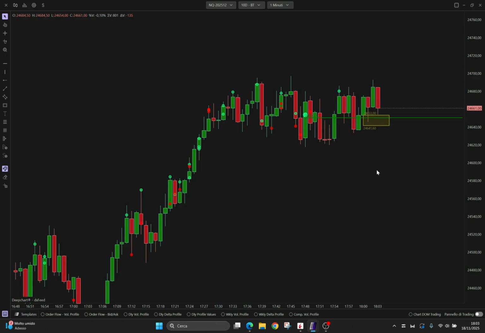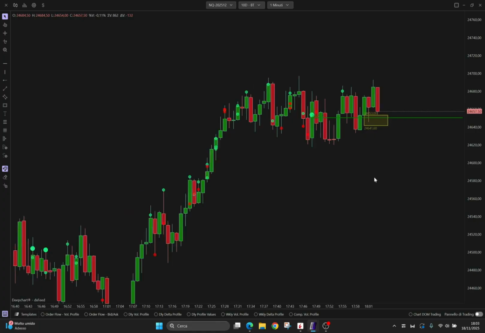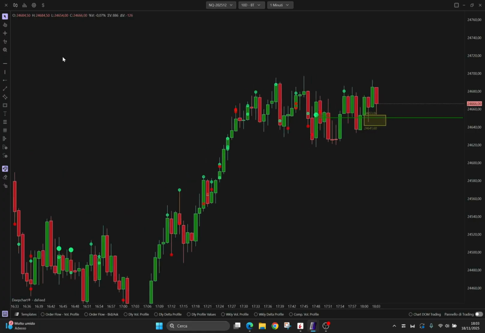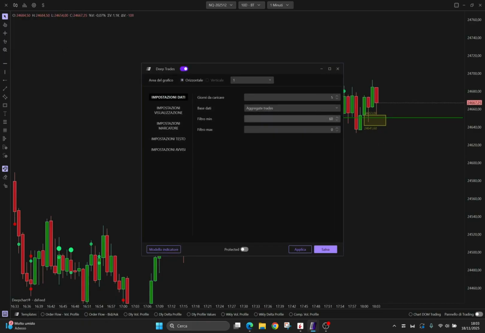Would you please give me the correct settings for the deep trades indicator? There is the template, but if you don't have the template, let's set it up together. We are on the 1 minute. You go here. The indicator is the deep trade. You go on settings. You go on aggregate trades. For the New York session, you have two options. You put 40 when it's a choppy session. You put 60 when it's a really directional session.